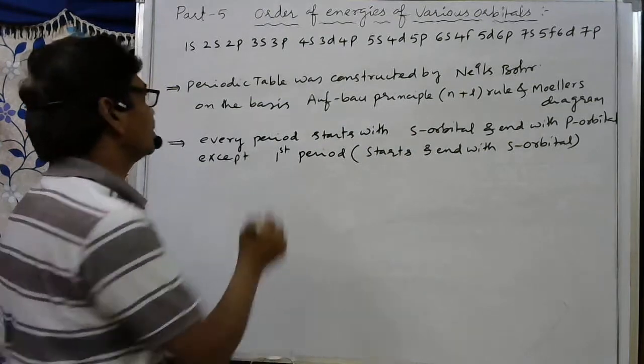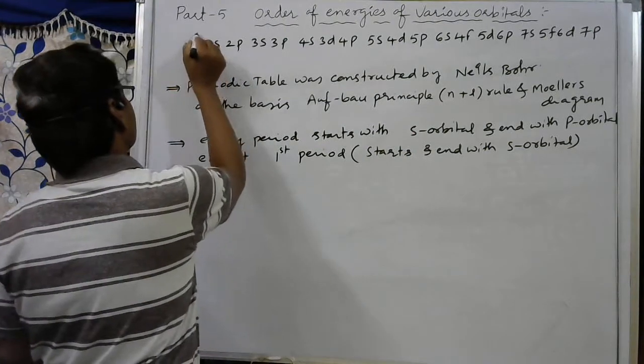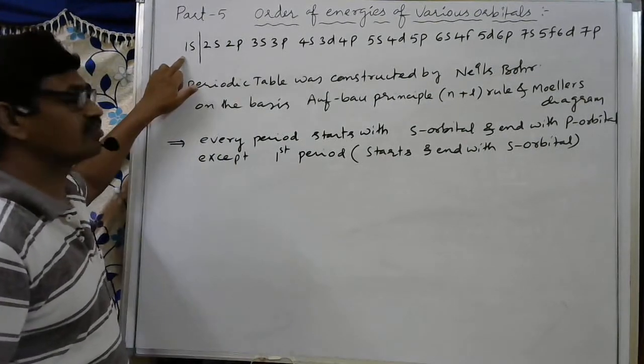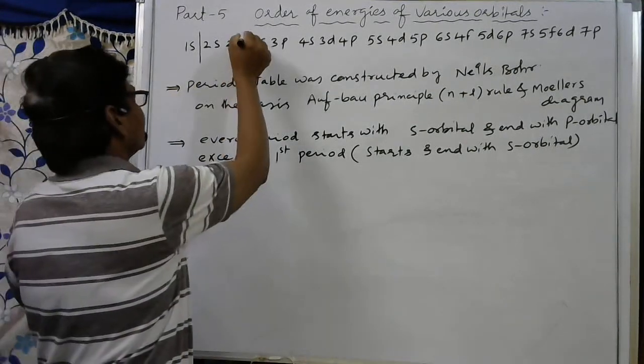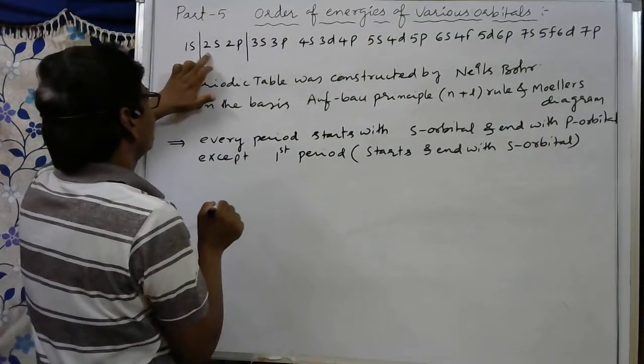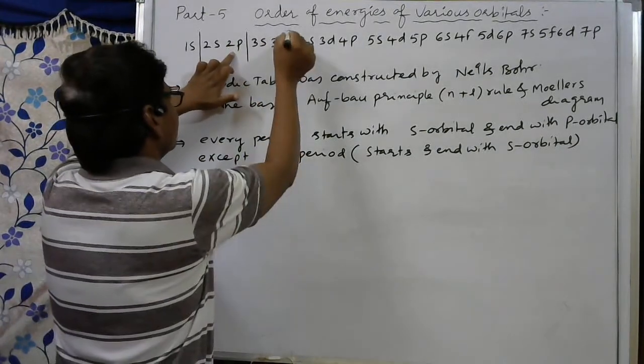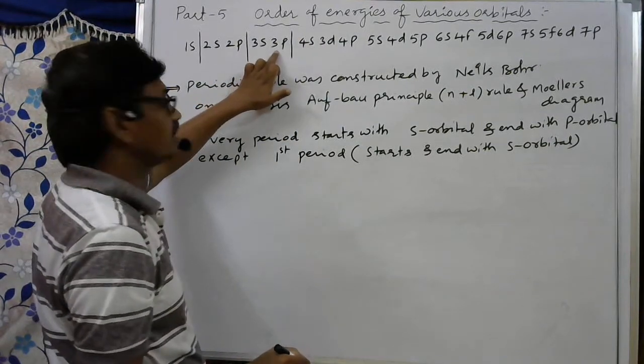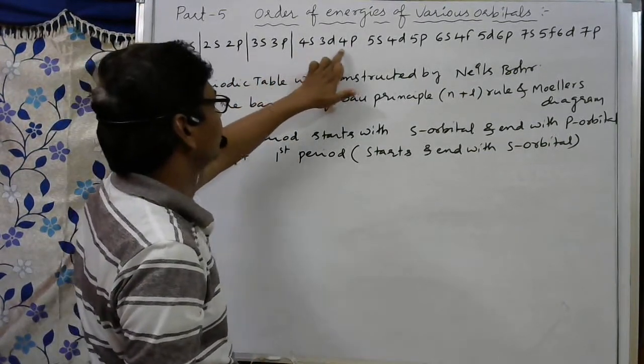Like this we see here, I am giving. It starts with the first, this is the first period. It starts with s orbital, ends with s orbital only. Then here, like this I'm writing: start with s orbital, end with p orbital. Second period, third period, start with s orbital, end with p orbital. Now fourth period, start with s orbital, end with p orbital.